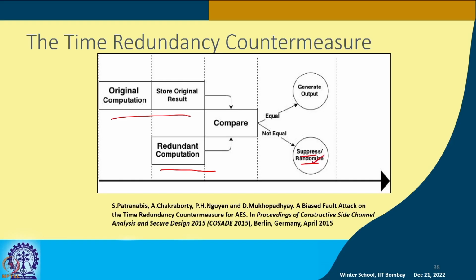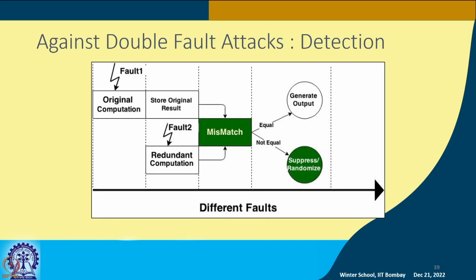So you see here I have written two things, suppress or randomize. Usually I will go with randomize. Just randomize the output. So the idea is that if there is a fault, then that fault is not usable. But that's okay, at least I did not leak the key. But the problem is that even such kinds of countermeasures have also been targeted. And I will just quickly talk about how they do that.